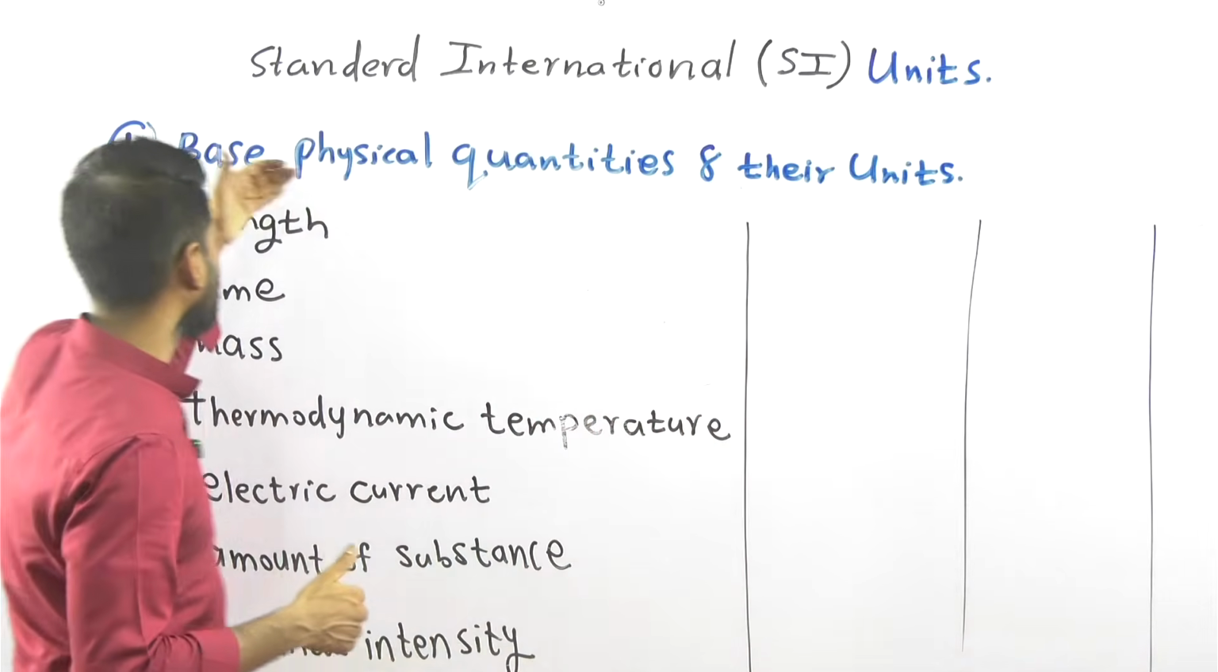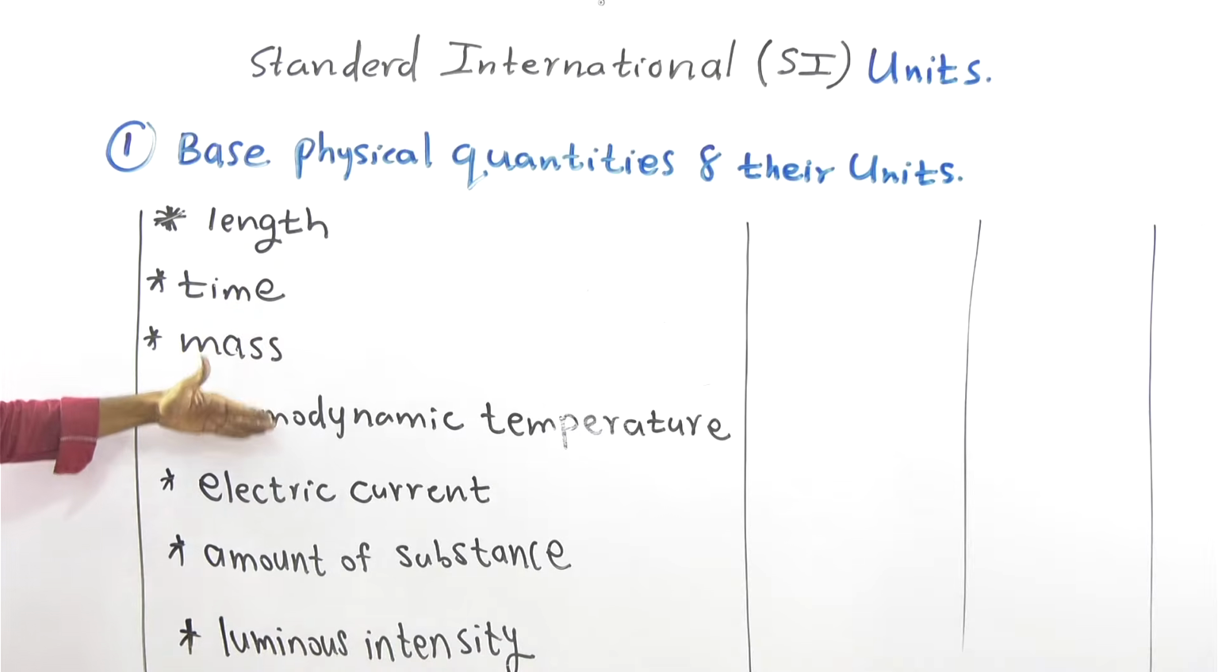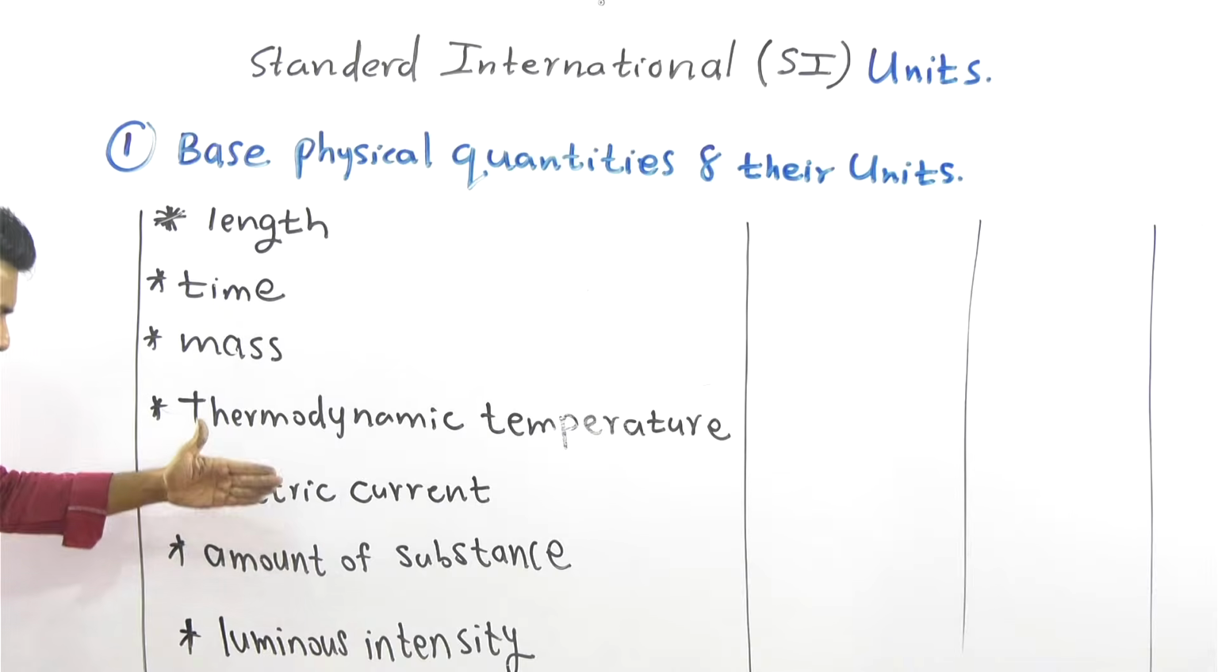So these are the 7 base physical quantities: length, time, mass, thermodynamic temperature, electric current, amount of substance, luminous intensity.